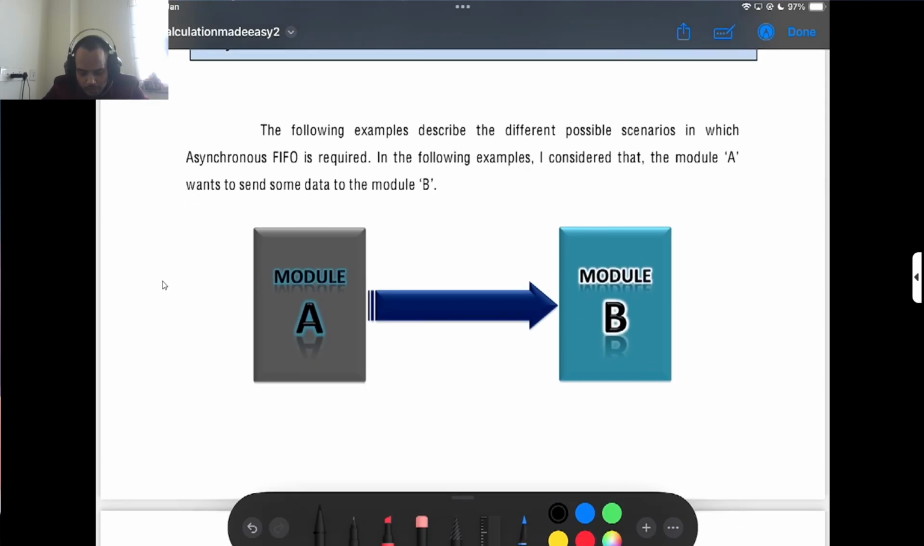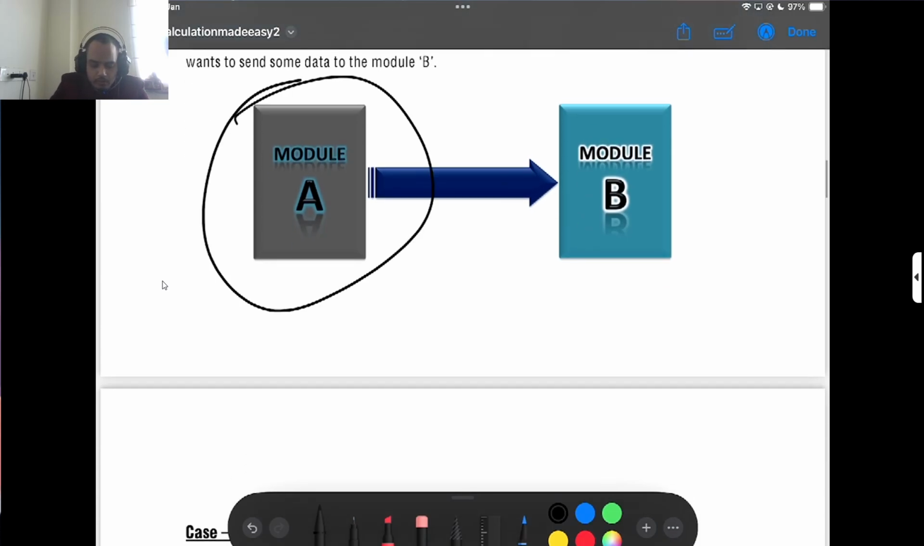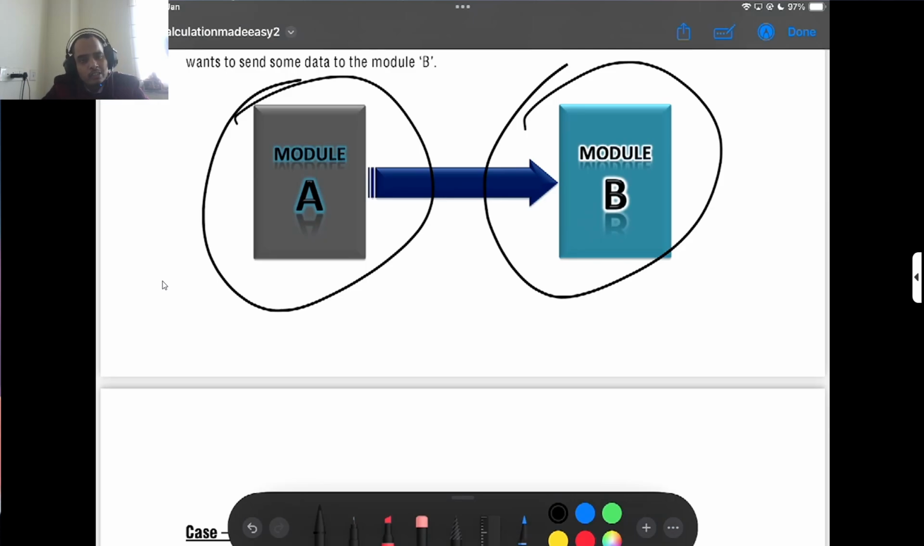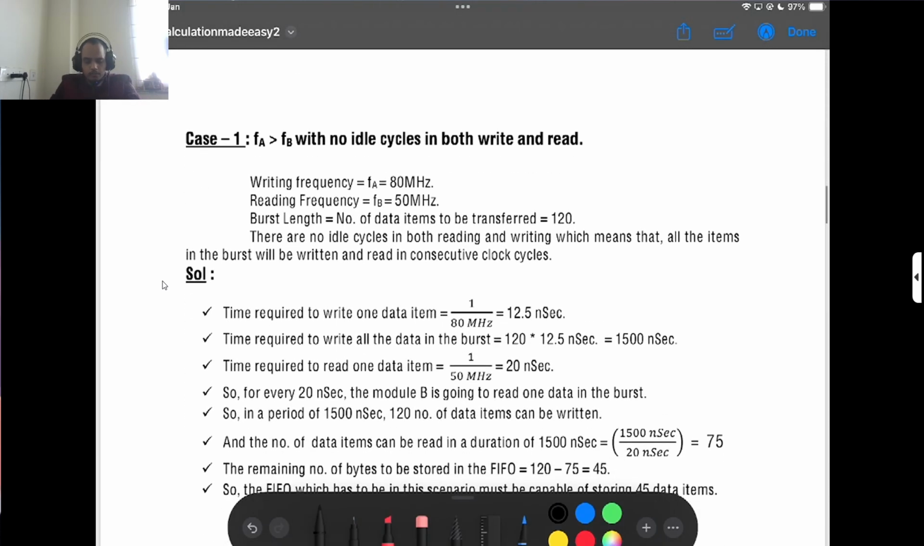The following example describes the different possible scenarios in which an asynchronous FIFO is required. In the following example, I consider that module A wants to send some data to module B. So here is module A and module B. Module A tries to send some data to module B. Basically in every case these two will come. So case one.